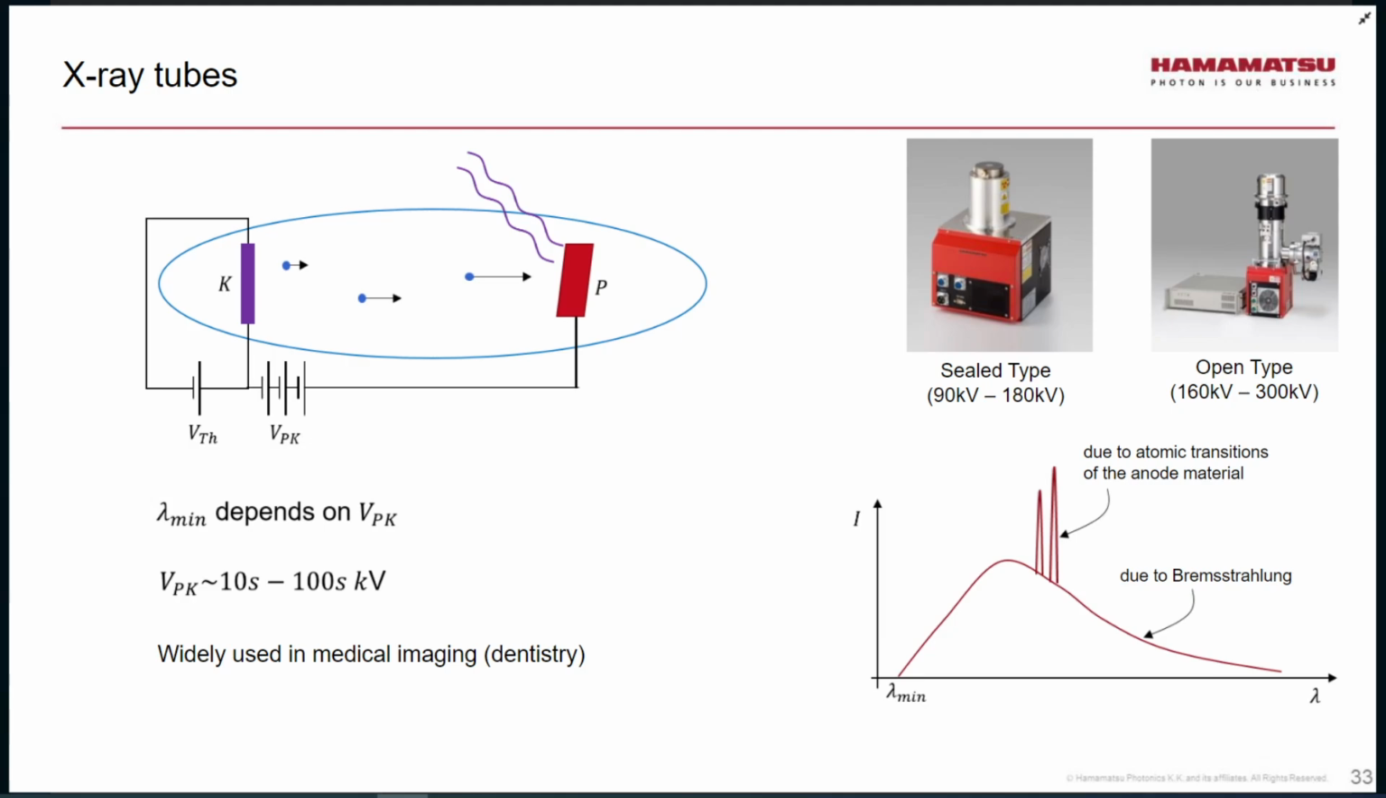On the x-axis is wavelength. Sometimes we can plot energy, but here it's wavelength. And so we see a broad distribution. However, there is the shortest wavelength, highest energy, lambda min.